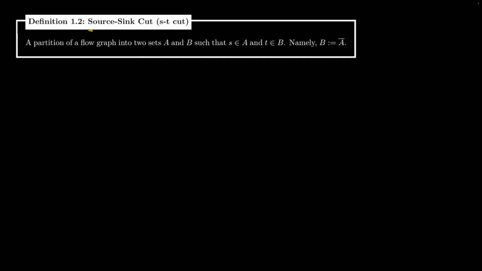Let's go over some technicalities. A source sink cut, or an ST cut, is a partition of a flow graph into 2 sets, A and B, such that S is in A and T is in B. Namely, that B is defined as the complement to A.